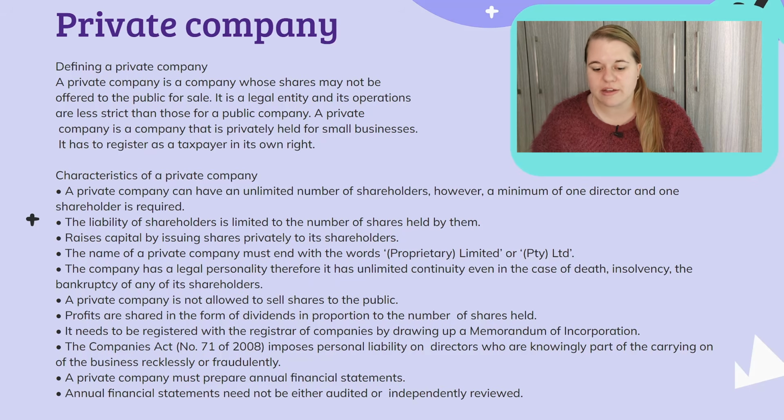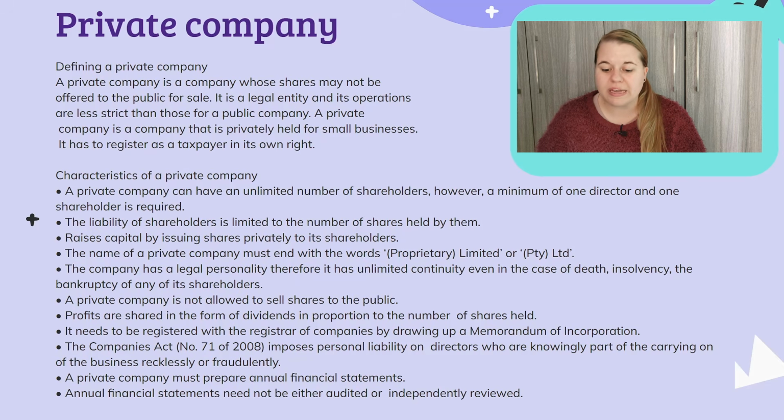Characteristics of a private company. A private company can have unlimited numbers of shareholders. However, it needs one director and one shareholder. So you can have unlimited shareholders, but one director and one shareholder is actually the requirement. The liability of the shareholders is limited to the number of shares that is held by them.